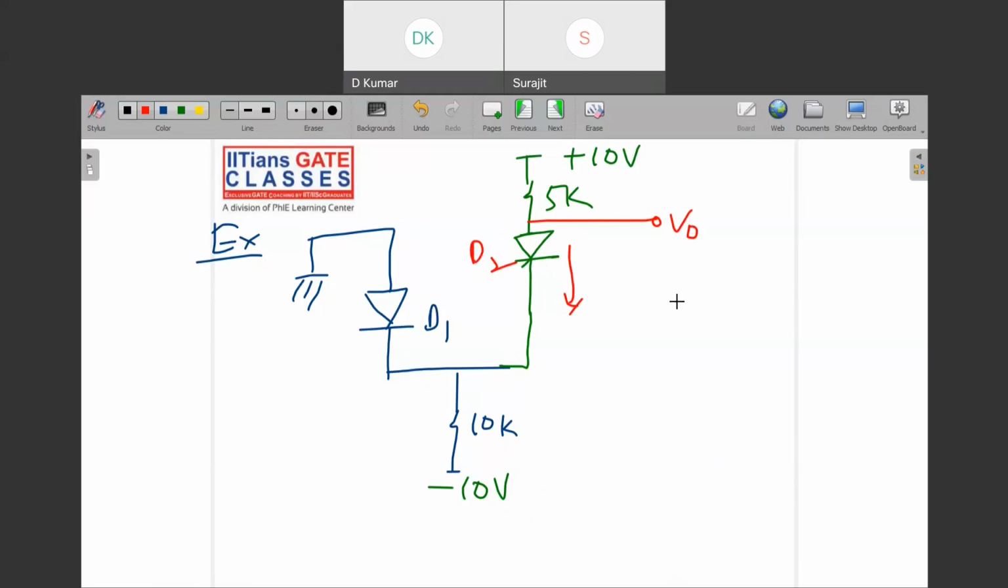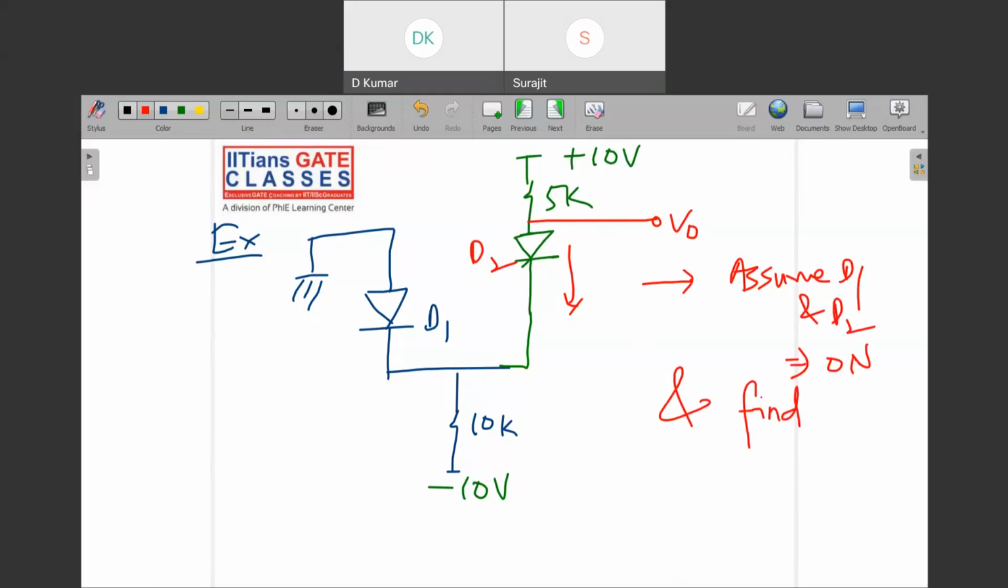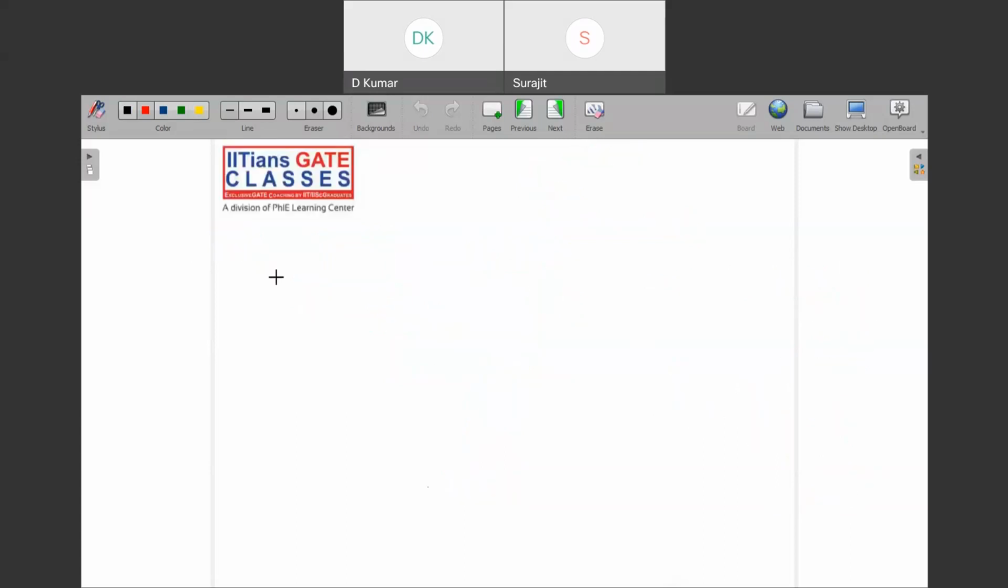So method one is what? Assume all the diodes are on. Assume D1 and D2 on, and find ID1 and ID2. This is my assumption, so don't think that this is correct. Once you assume, then you have to prove it by finding the current. So D1 will be on and D2 off, no? Yeah, we will see. Just initially you have to consider both are on.